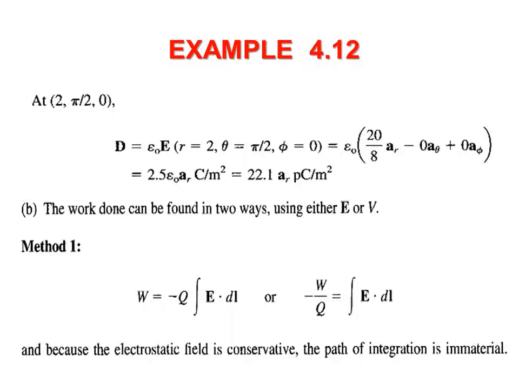The work done can be found in two ways, using either E or V. So there are two methods for solving it. Both methods are important, so I will solve with both methods, and it's up to you which method you use. W is equal to minus Q integral of E dot dl, or we can write it as minus W over Q is equal to integral of E dot dl. And because the electric field is conservative, the path of integration is immaterial.